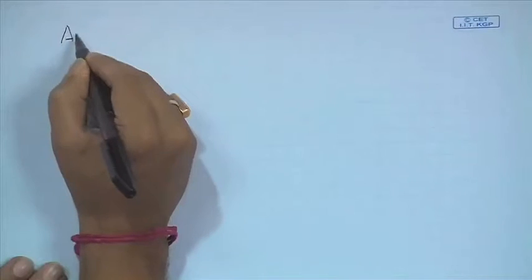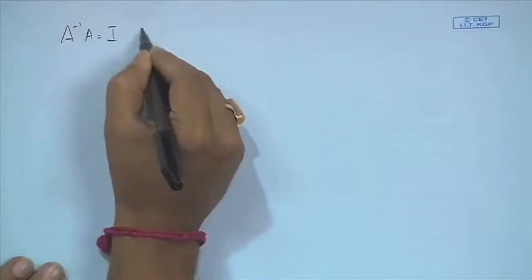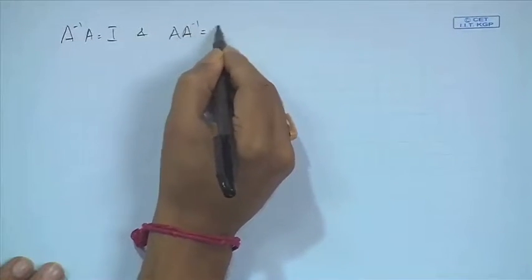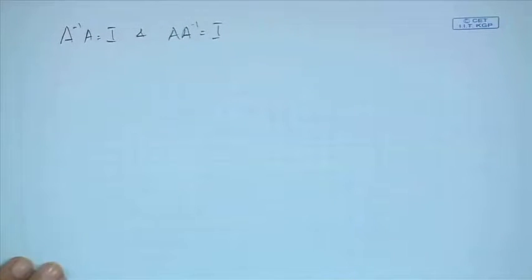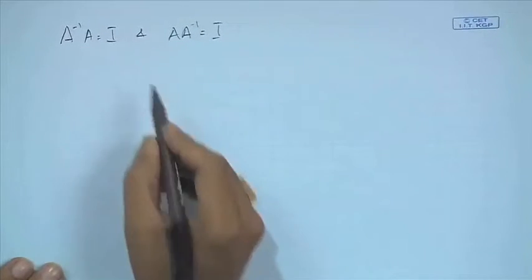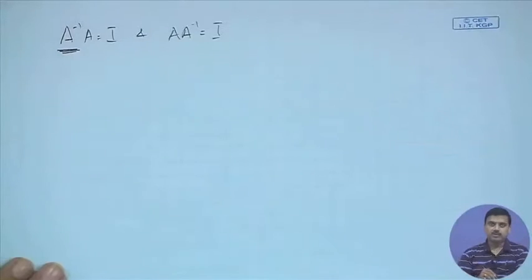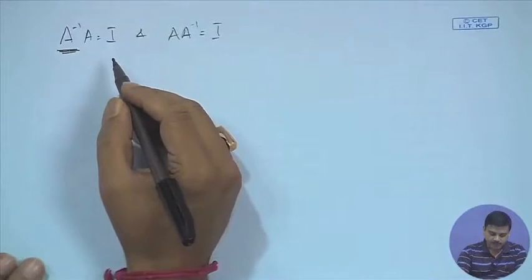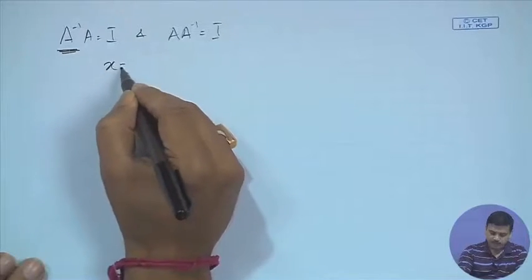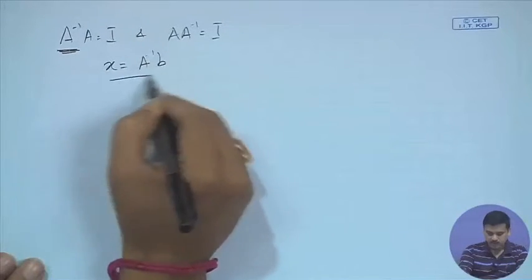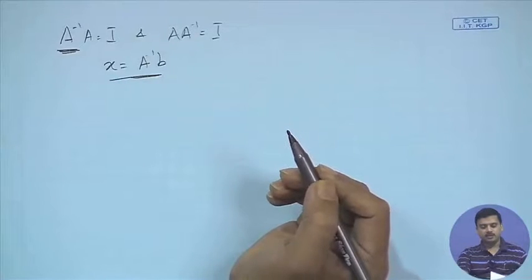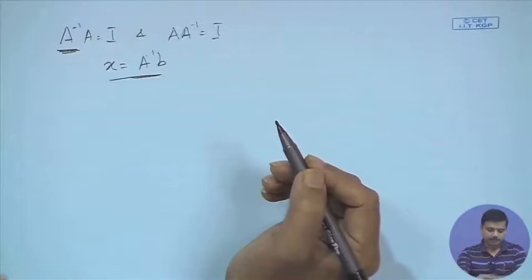If a matrix is invertible, of course we have said that A inverse A is equal to I, and A A inverse is also equal to the identity matrix. And the truth is there is only one inverse. It is unique. You don't have two different inverses for the same matrix, and therefore when I do X equals A inverse B, I get a single unique solution.